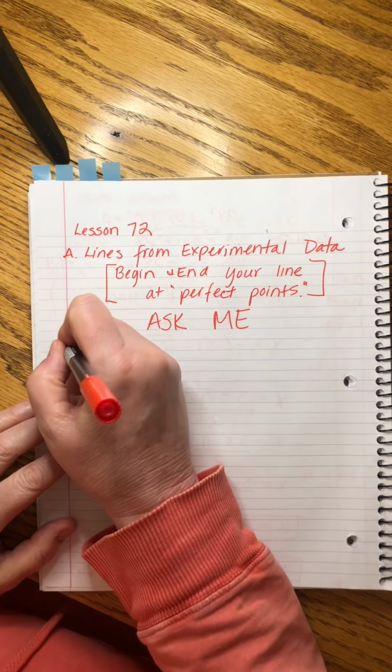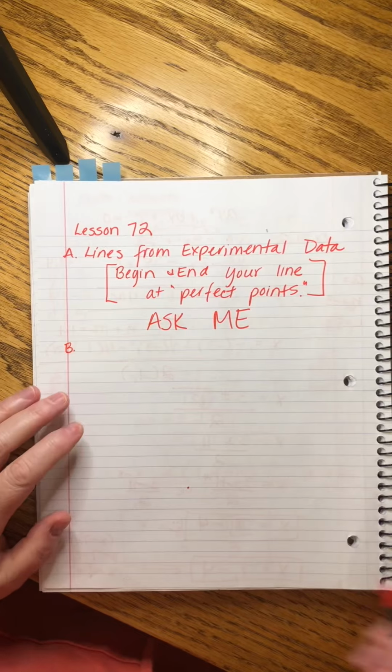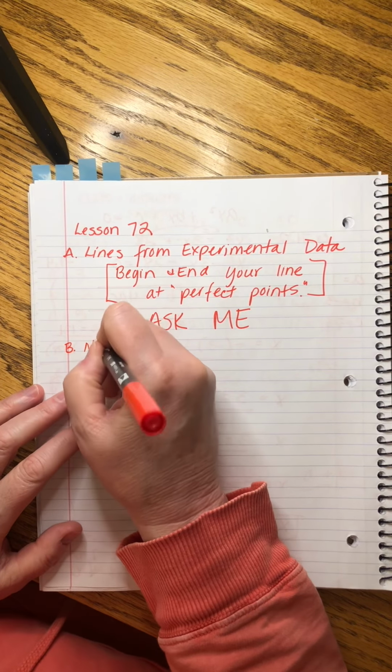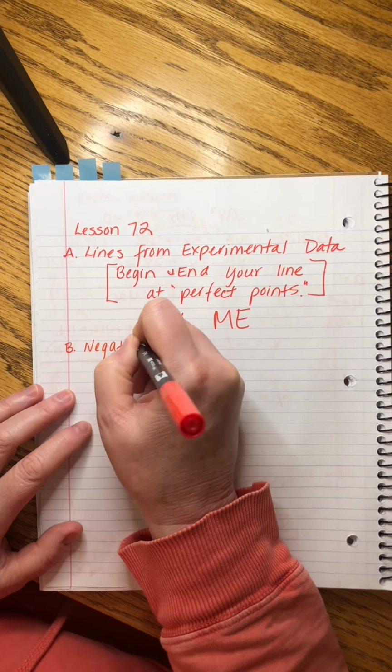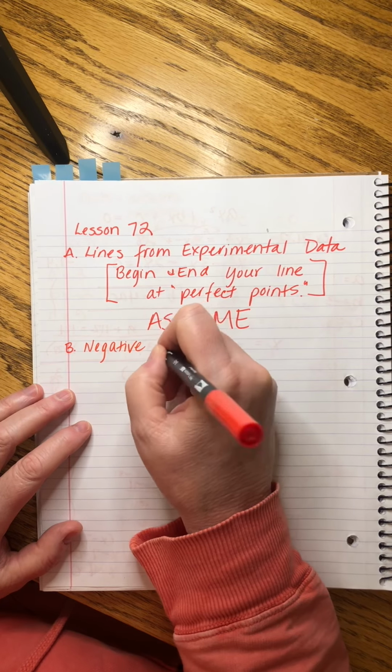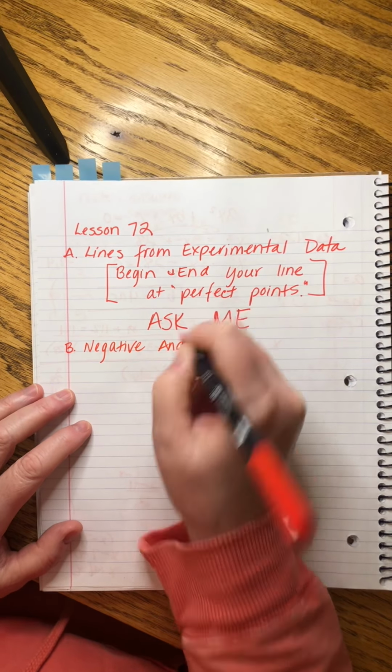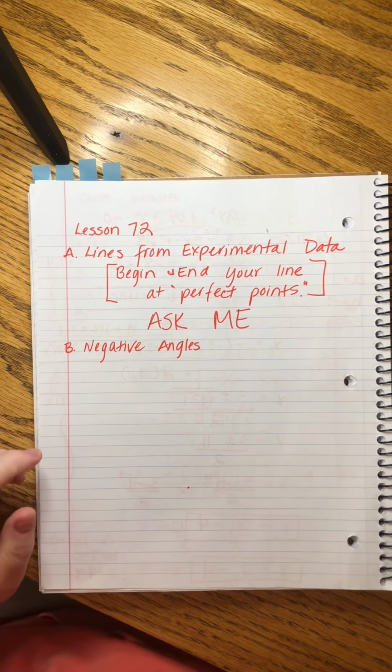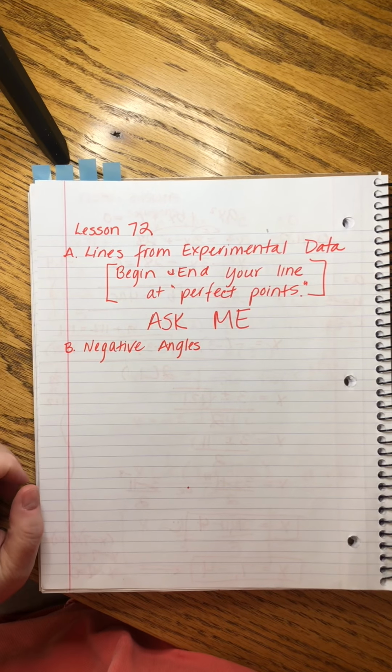Okay, B. That's a very unsatisfying topic, isn't it? B is much more fun. Negative angles. What, you say? Negative angles. Now, they don't have bad attitudes. They're not pessimists, but they are negative in a different way. Normally, and this refers to polar coordinates, by the way.